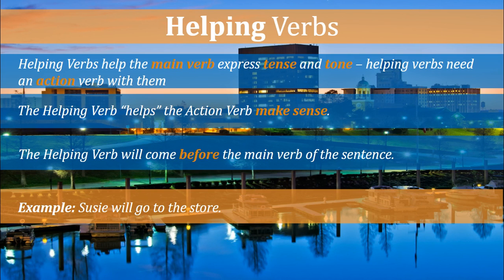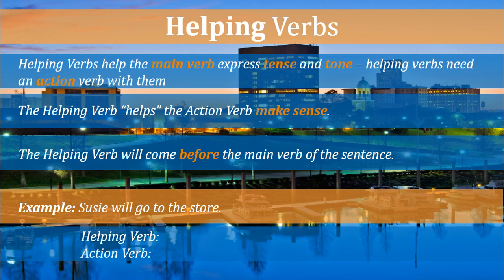All right, let's start with the helping verb. And we said it comes before the main verb of the sentence. So Susie is who the sentence is about. And my helping verb is will. My action verb follows immediately after it: will go. Susie will go.